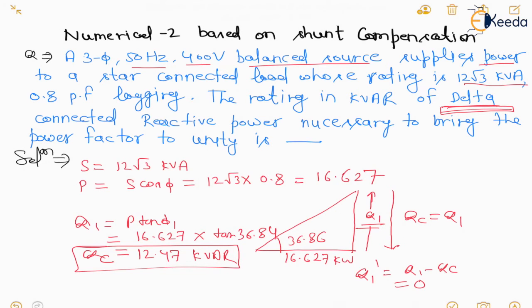This question was asked in the GATE examination for 1 mark. Now I am going to show you, by taking the help of this question, whether the shunt capacitor bank should be connected in star or in delta, or we can connect it either way. So now we are going to discuss.